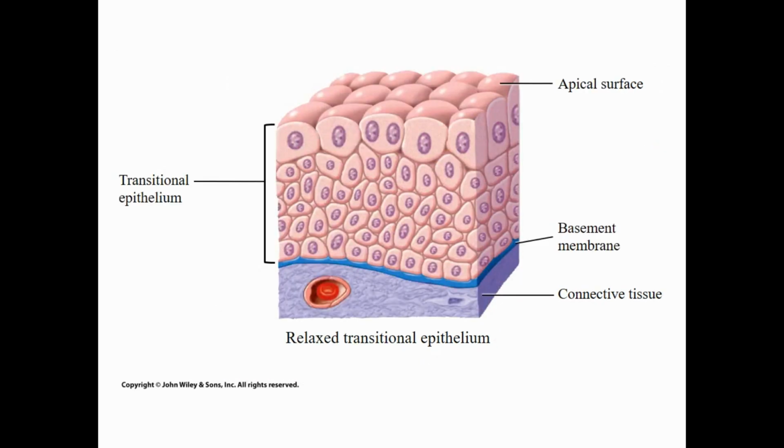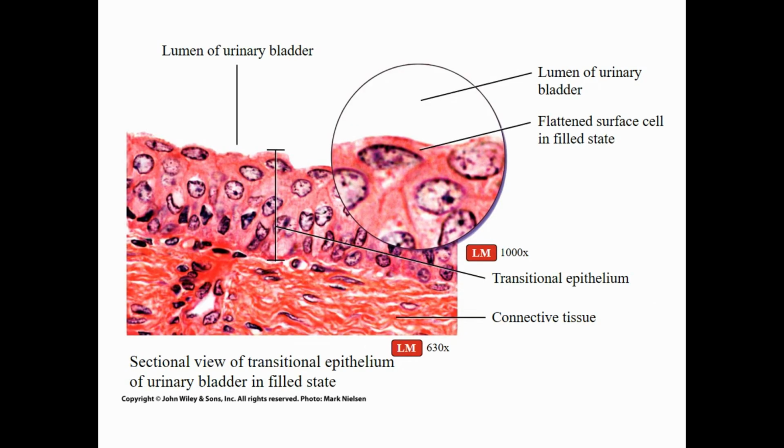And here's the artistic version. So this, because these cells are not flattened, this would be a bladder that's not stretched out. Now we see a bladder that is stretched out. So here, imagine that this area is full of urine, and we see this cell is flattened out because this tissue is being stretched. So it's still transitional, but it has a different appearance due to the amount of distension that the bladder is experiencing.